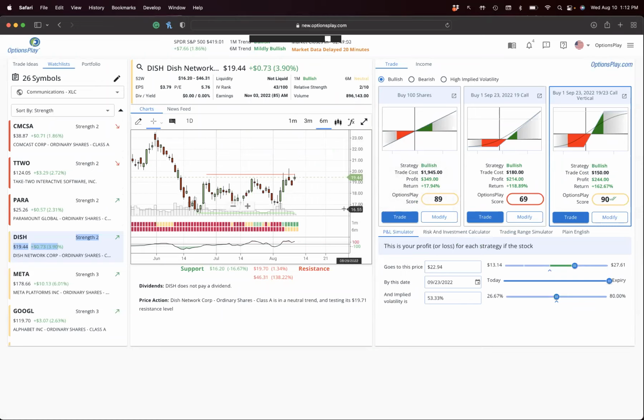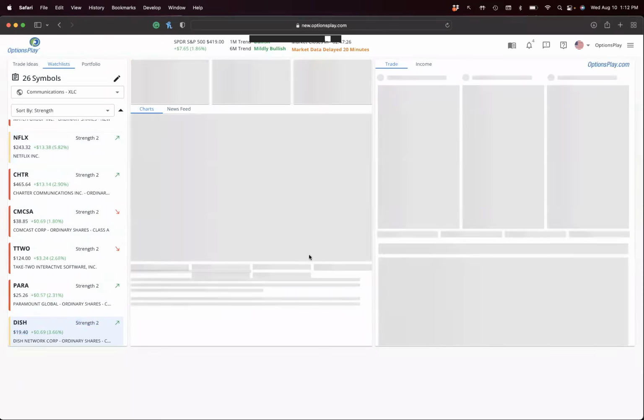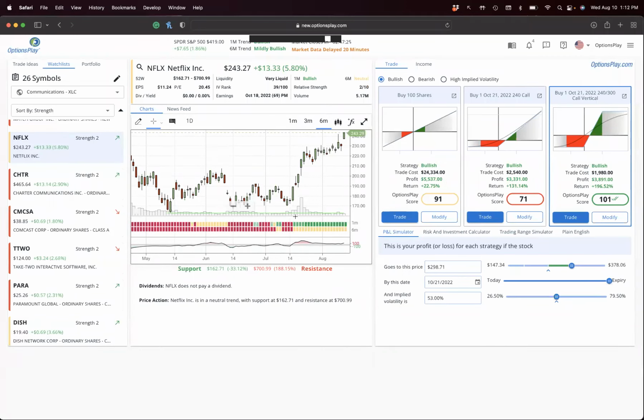So this is how I use the OptionsPlay tool, looking at trade ideas, looking at watch lists to find opportunities if I'm looking for one. So Dish Network could be an opportunity that's early, just developing. As you can see, the trends have been bearish this whole time. And just about a week ago, we started to see trends improve, and it hasn't broken out yet. Just like Netflix, we saw it, but we're a little late here on Netflix. As you can see, the trends turned virtually 3 weeks ago, and it has already broken out, and it's moved quite a bit since then.